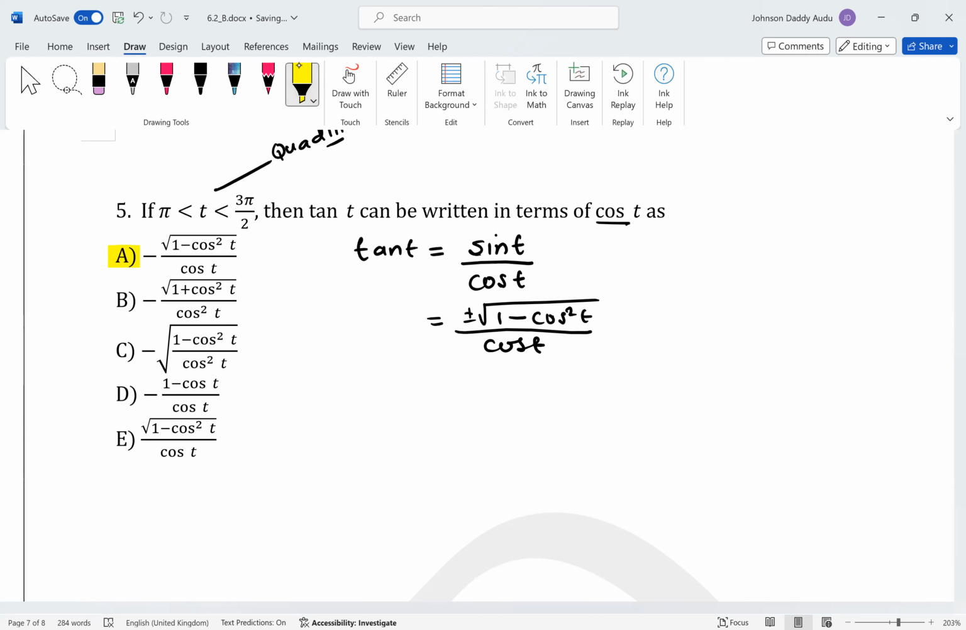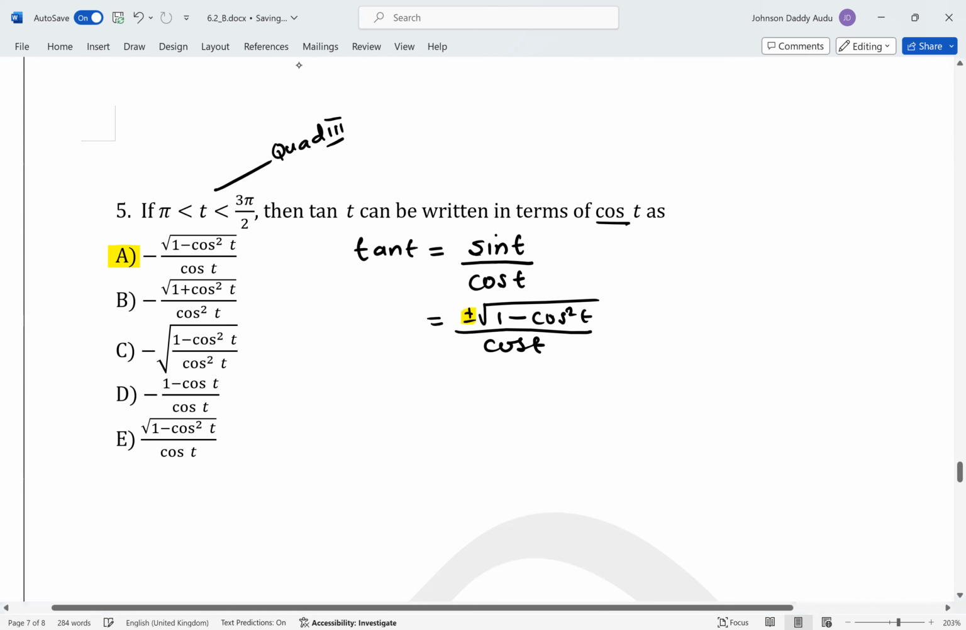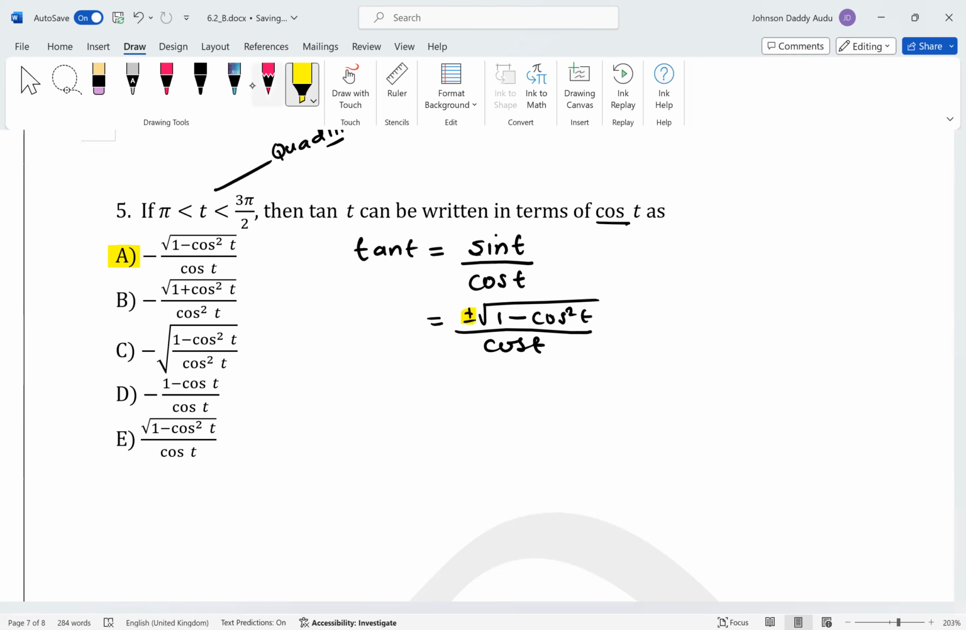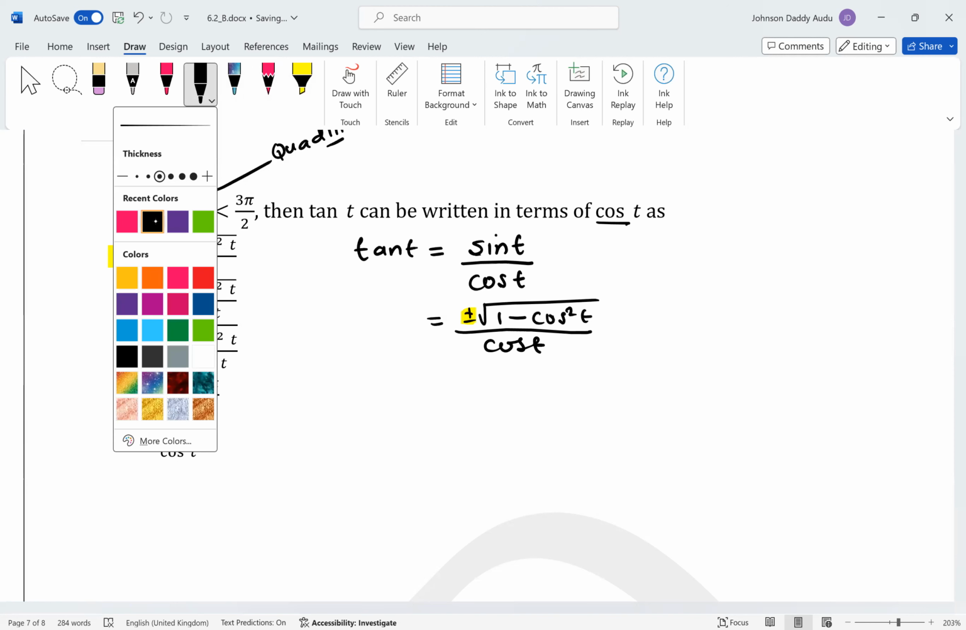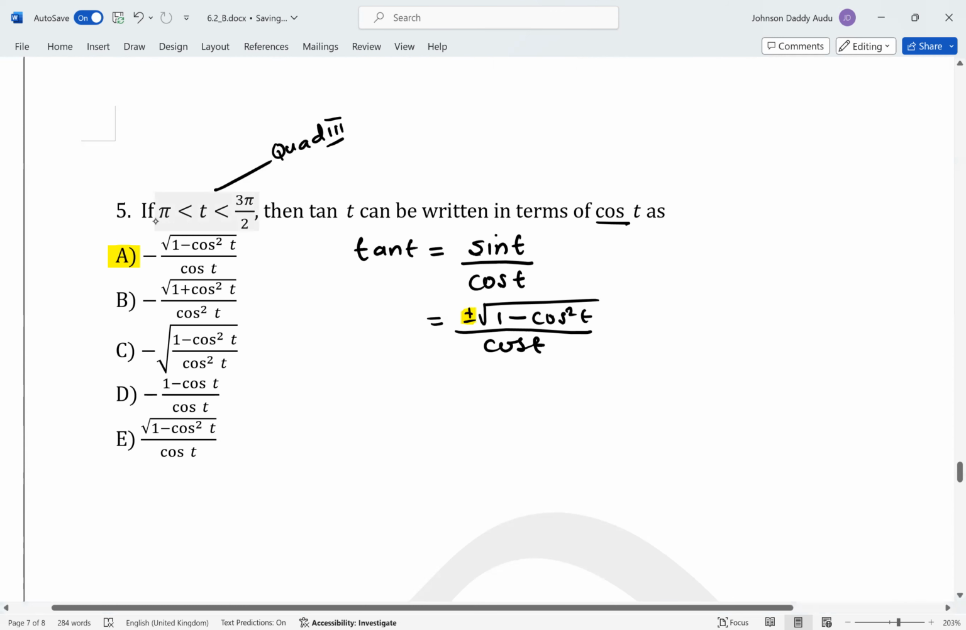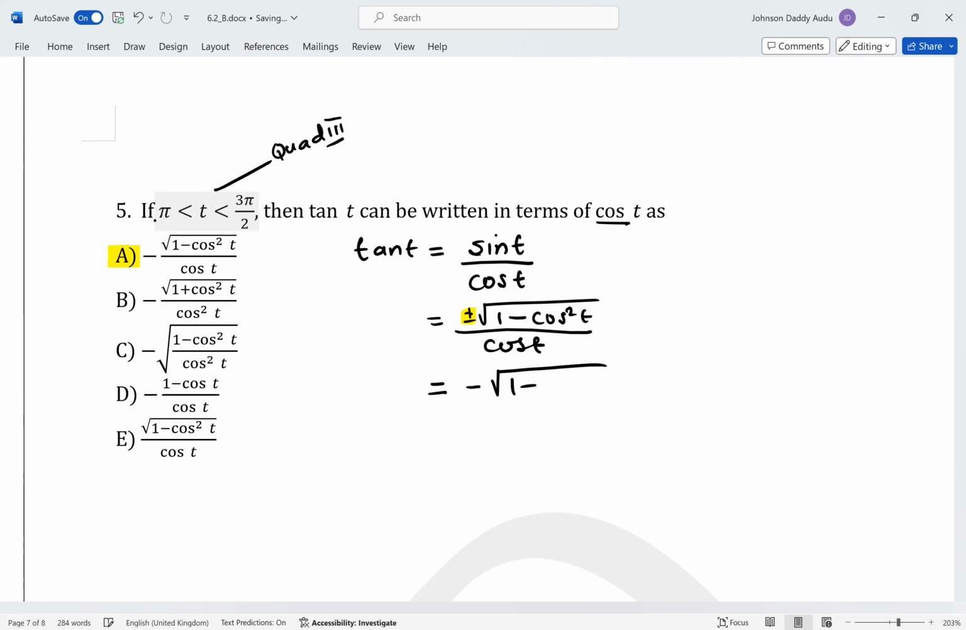Here also you have to watch this plus minus. But what do we know? We know that we are dealing with what? With quadrant 3. So since we're in quadrant 3, we know the sign should be what? The sign should be negative, right? So since the sign is negative, you just need to remove the positive and take the negative, and we're done. And this is because you are in quadrant 3 as well. So we have to take the negative.